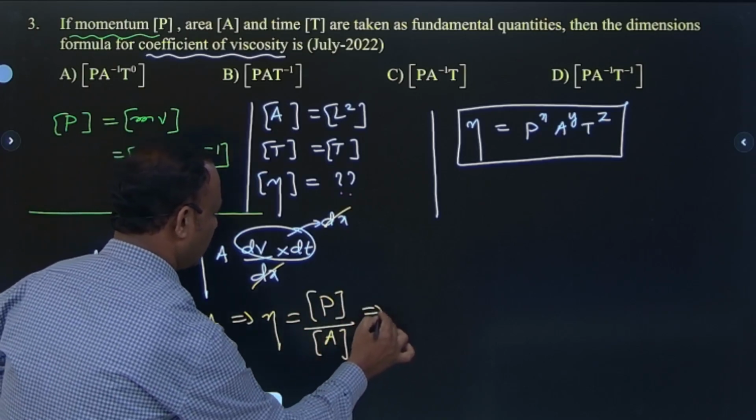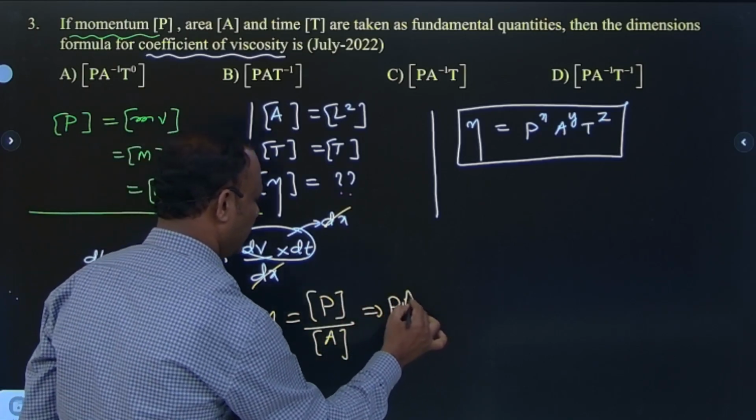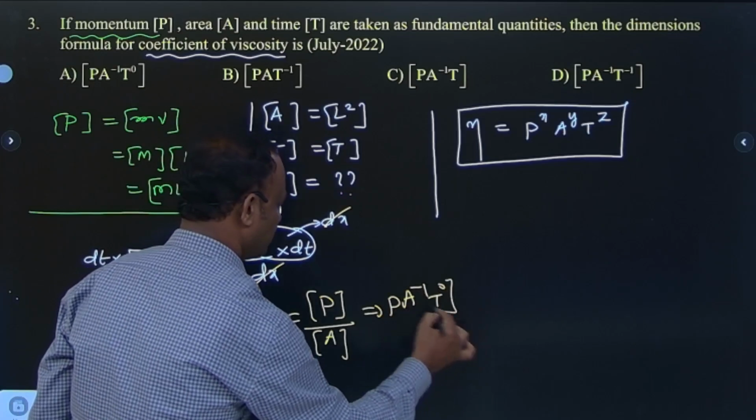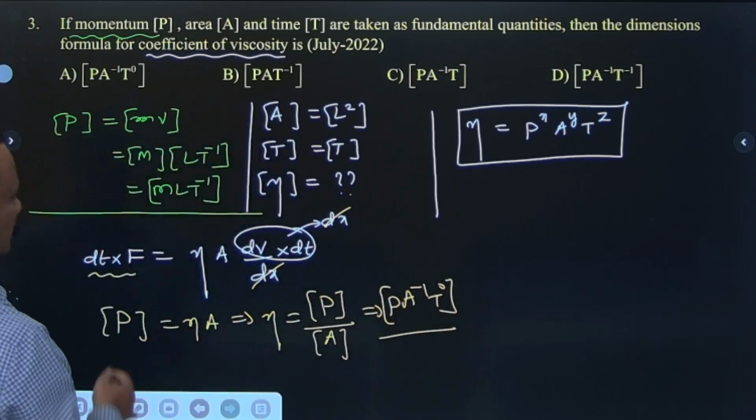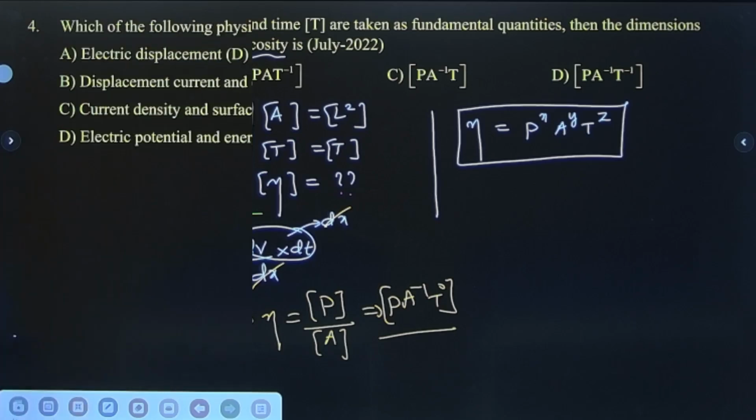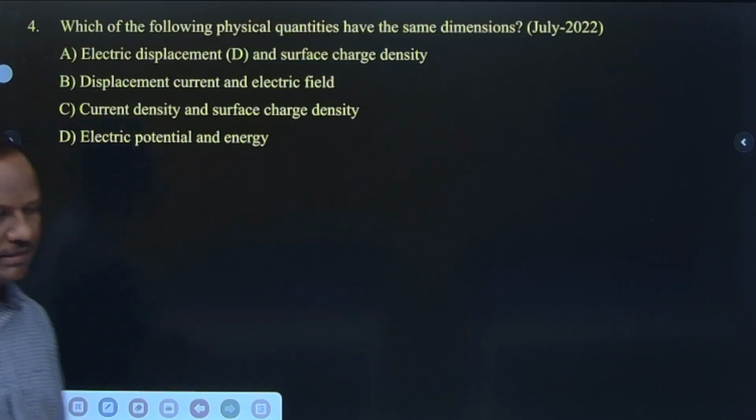So I can write it as P A inverse T0. Option A is the correct answer.